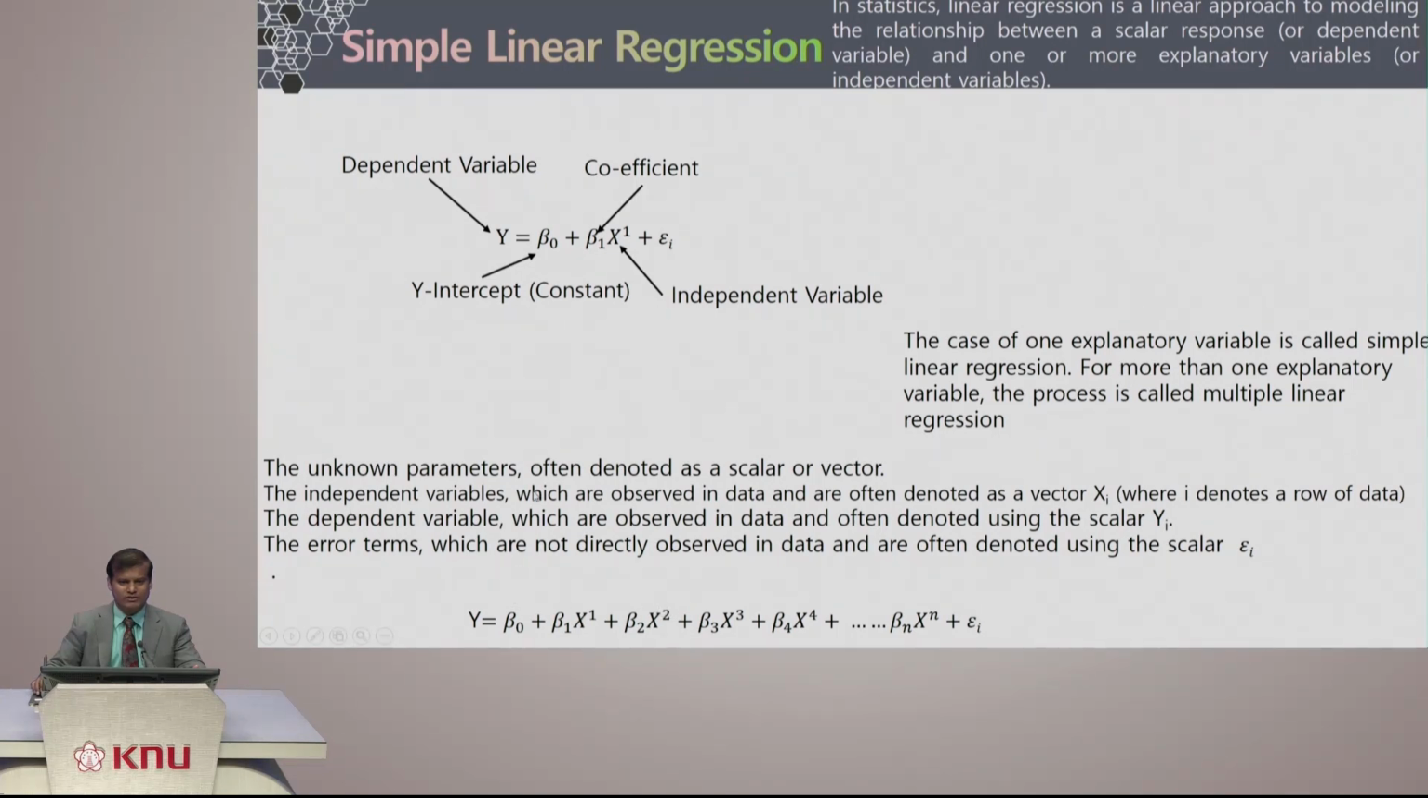For example, independent variables are the ones which are observed in data and are often denoted by x. The dependent variables, which are also observed in data, are often denoted by y. The error term, which is not directly observed in the data, is often denoted by epsilon or just e. And the unknown parameter can be a scalar or vector. These are the parameters that we have to estimate.